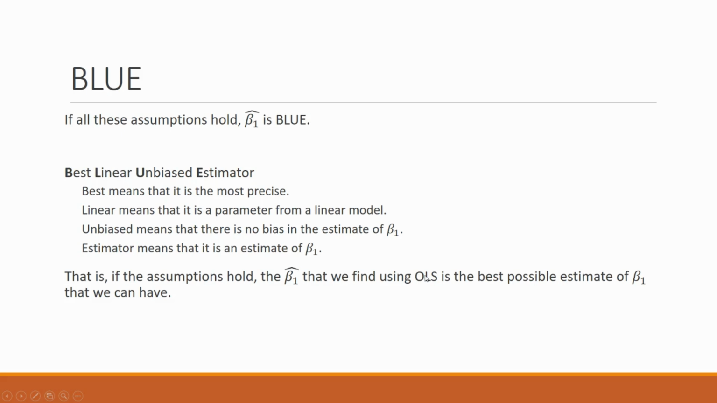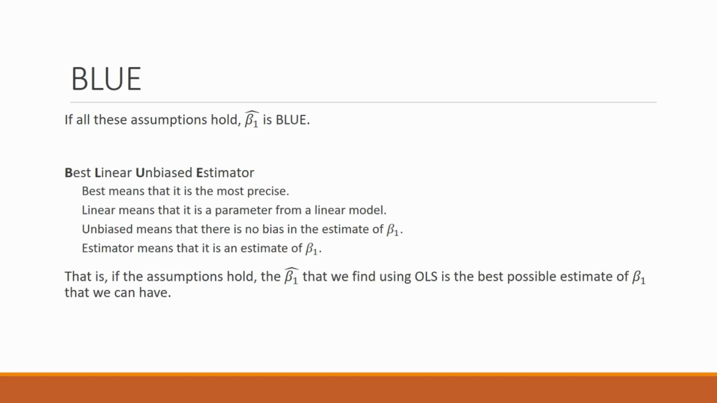If all these assumptions hold, then beta 1 hat is BLUE. All right, and BLUE is an acronym that stands for Best Linear Unbiased Estimator. Basically what that means is that beta 1 hat is the best possible estimate of the true beta 1 that we can have.